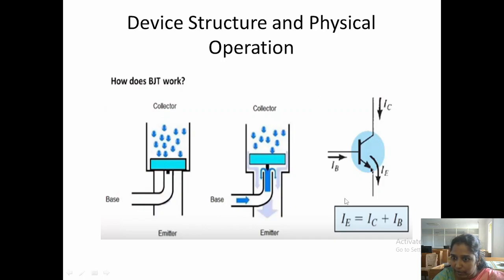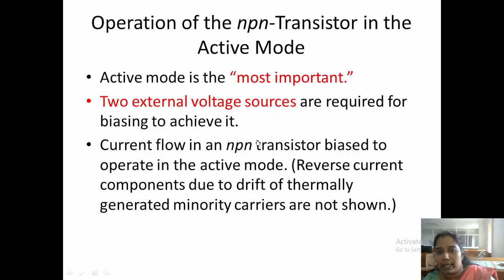This is a symbolic representation of that. The collector current is IC, the emitter current is IE, and the base current is IB. Whenever a supply is given, what will be the emitter current? The current in the emitter terminal will be the addition of the collector current and the base current. Look at the second diagram. Whenever a supply is given to the base terminal, the switch opens so that there will be a flow of electrons from one terminal to the other, including the base. So the emitter current will be equal to the collector current plus the base current.